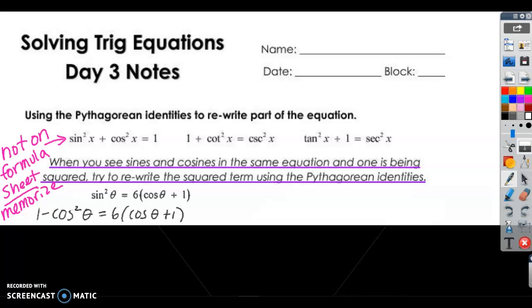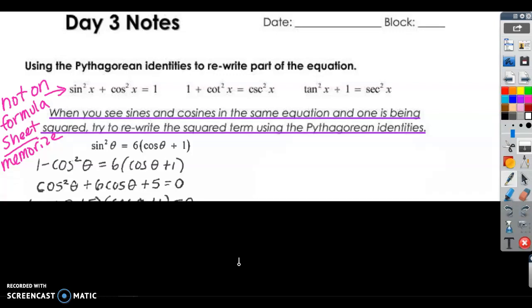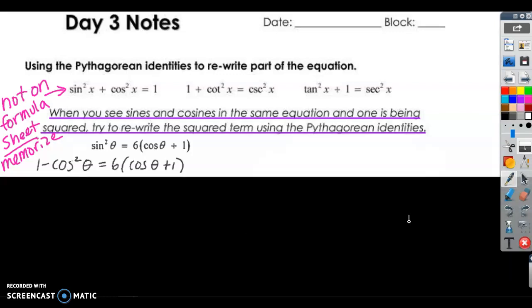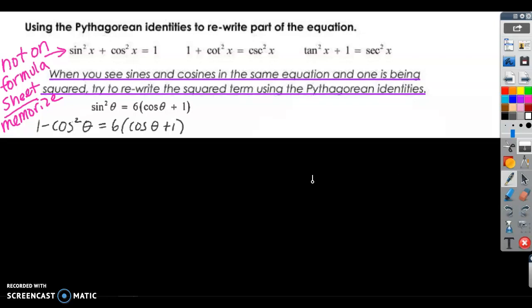Okay, pre-calculus. We're continuing in Unit 5, and we are on day 3 notes, continuing to solve trig equations. So here we've got the Pythagorean identities, and I have a little note on the side here: not on the formula sheet, to memorize. Sometimes I'll hand out a formula sheet in class, and you just need to make sure you have those. Those are formulas that are not usually put on a formula sheet if you're using one in class for quizzes and tests.